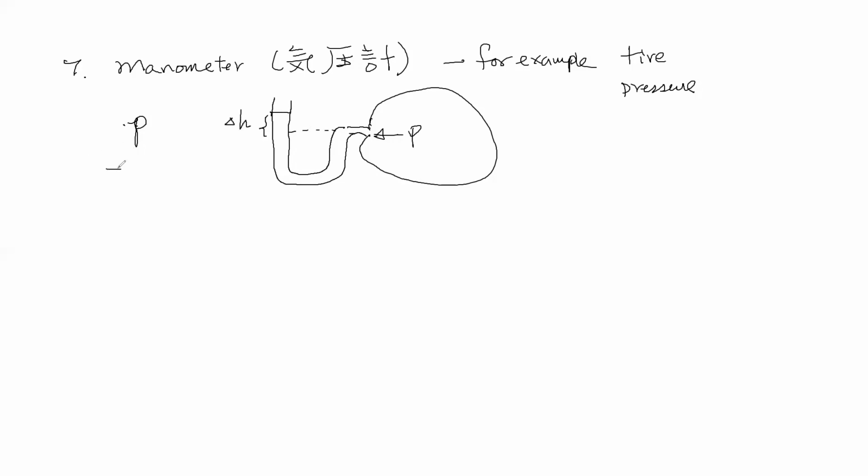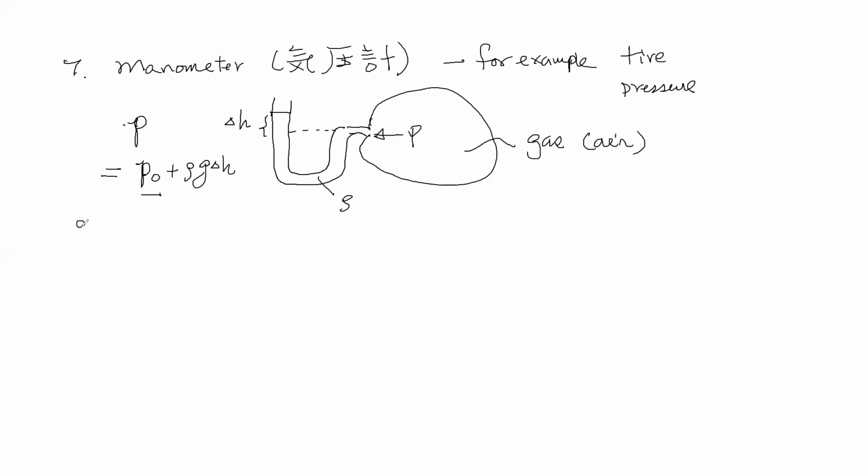So then this P will be equal to P0 plus ρ g Δh, and the liquid's density is ρ. So that's the pressure that you are measuring. So if you know the height here and you add the P0, you will get the pressure of the gas. For example, in the tire, this will be air.